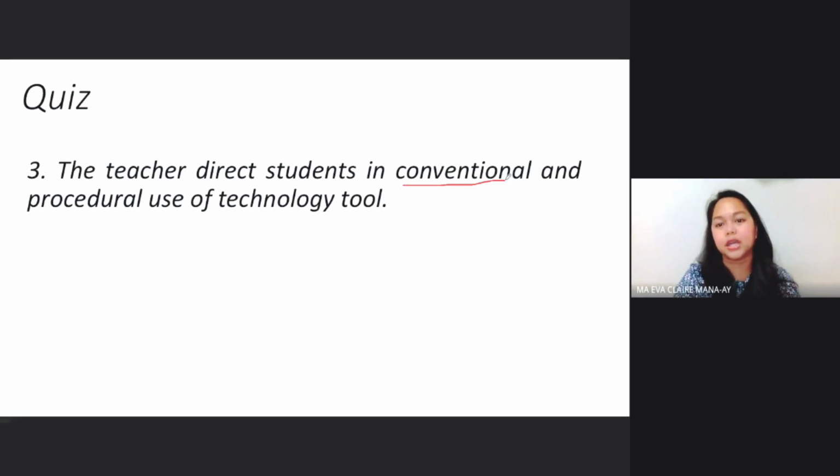Your hint here would be the terms conventional and also procedural. What's the answer? Please put that in our comment box. Okay, correct answer here, of course, would be adoption. Again, you are just guiding your students, you are facilitating your students in their conventional and procedural use of the different technology tools.